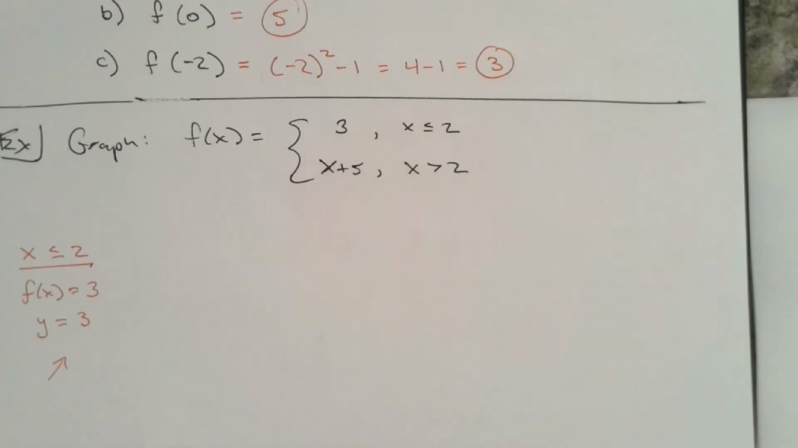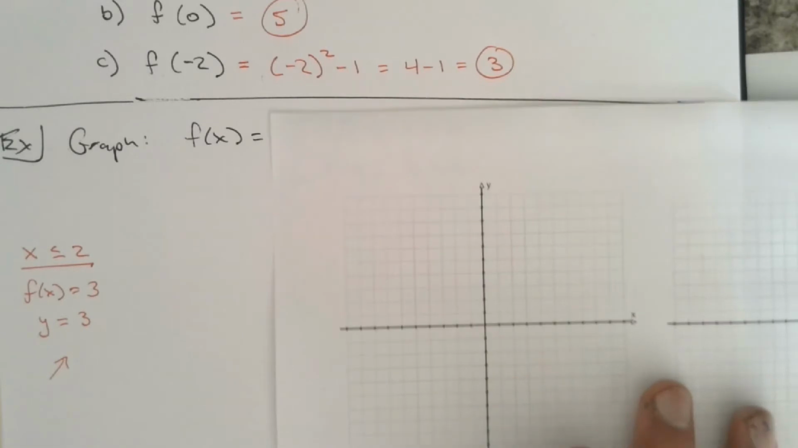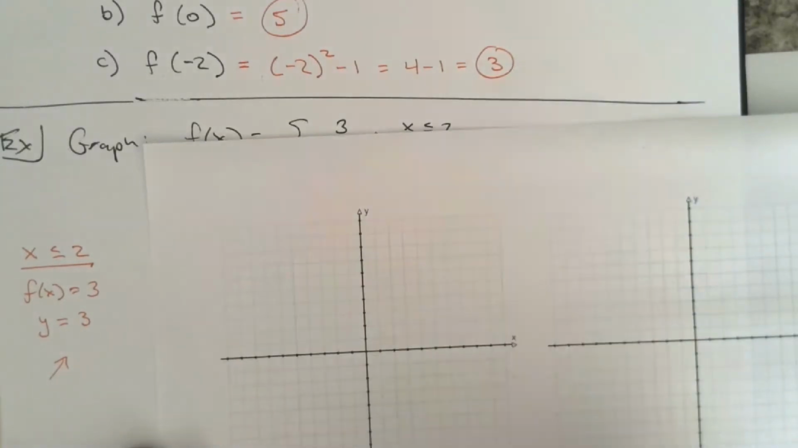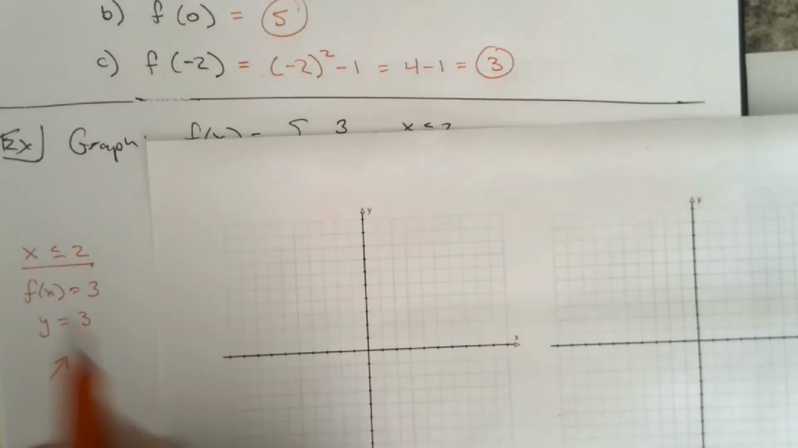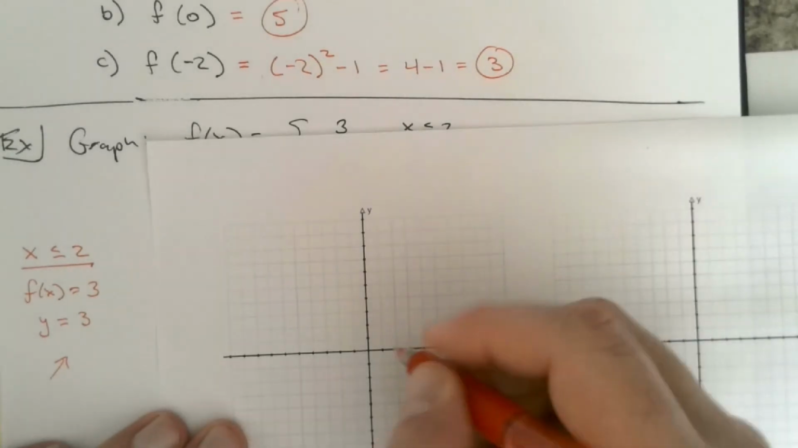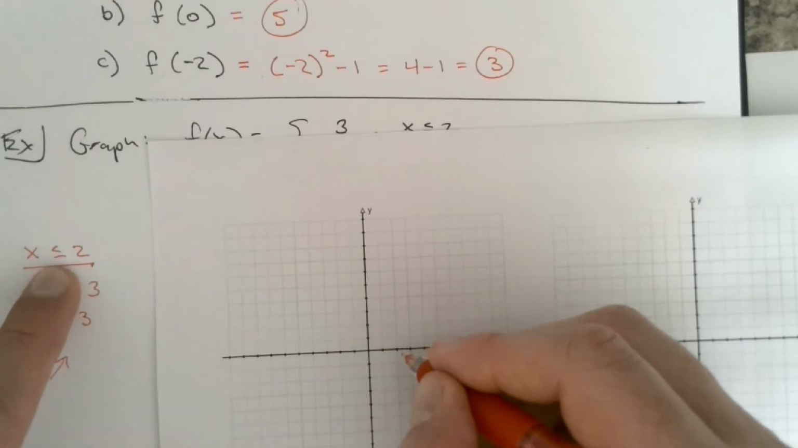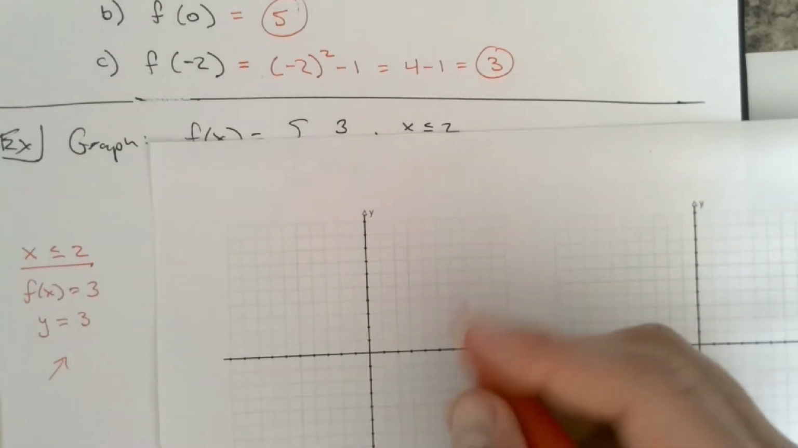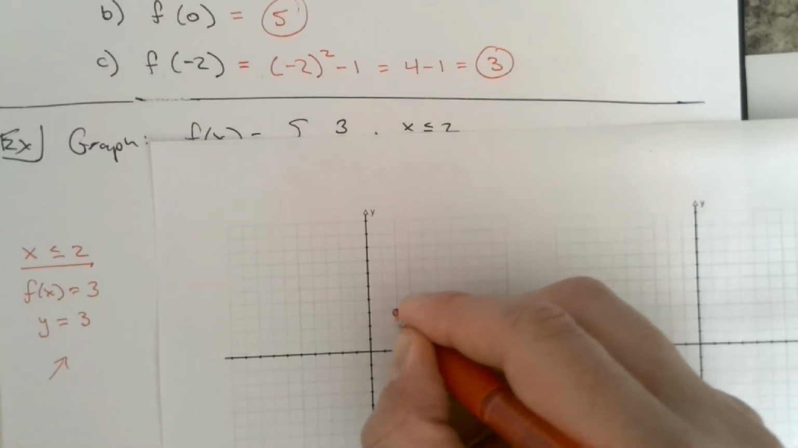So when I go to look at this, I'll put this on a grid so we can have an easier look at what's going on. y equals 3 would be the line that goes right through 3 here, but this is only for x less than or equal to 2. Here's x equals 2, and for everything to the left of it, we're using the line y equals 3. At the point x equals 2 itself, the y value is 3. Because this has an equal to in there, we're going to use a closed circle, so the point 2, 3 is included.